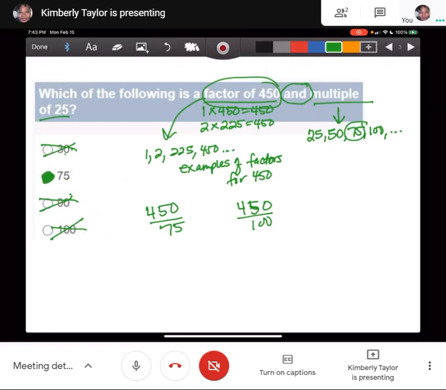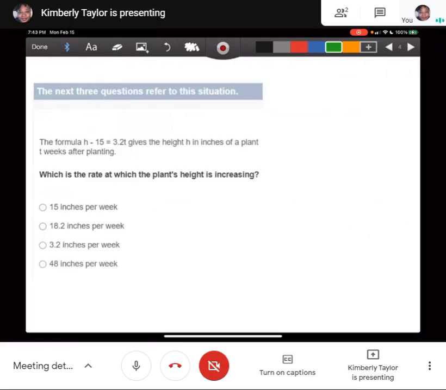Okay? Let's go to the next question. So it says the next 3 questions refer to this situation. The formula h minus 15 equals 3.2t gives the height h in inches of a plant t weeks after planting, which is the rate at which the plant height is increasing.